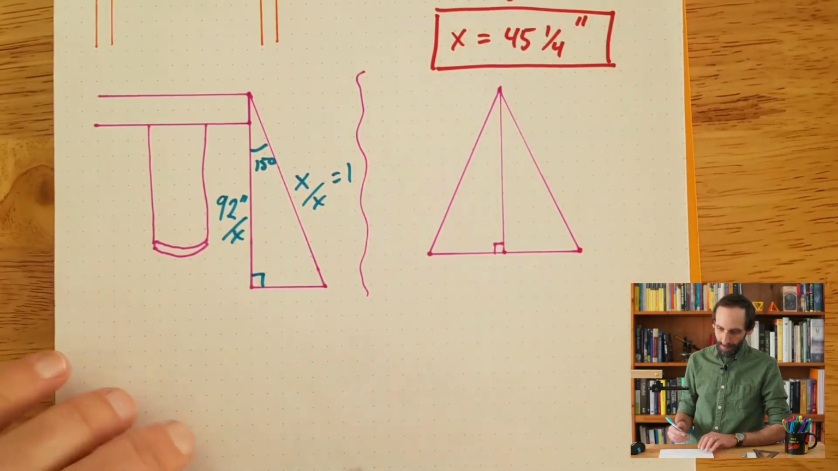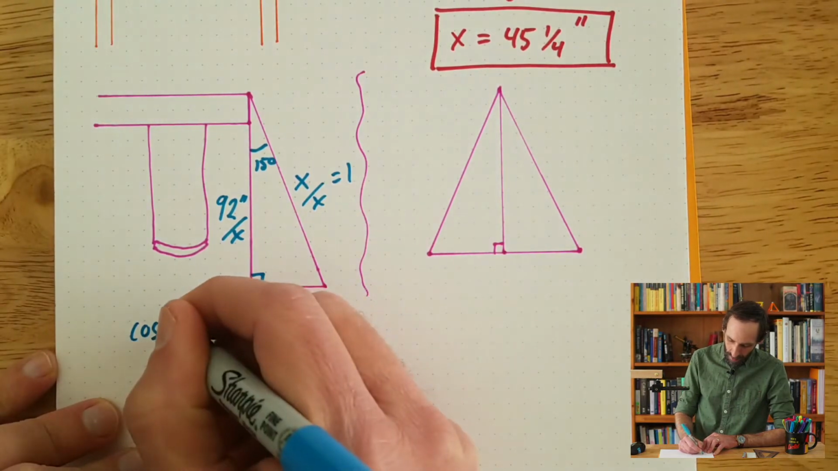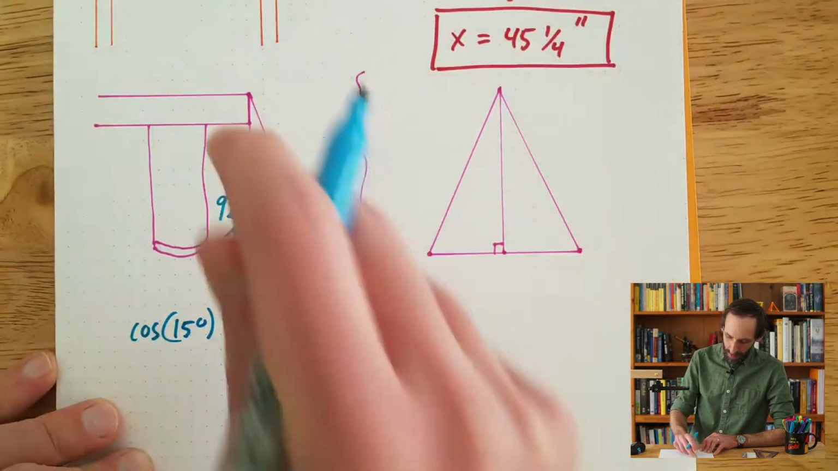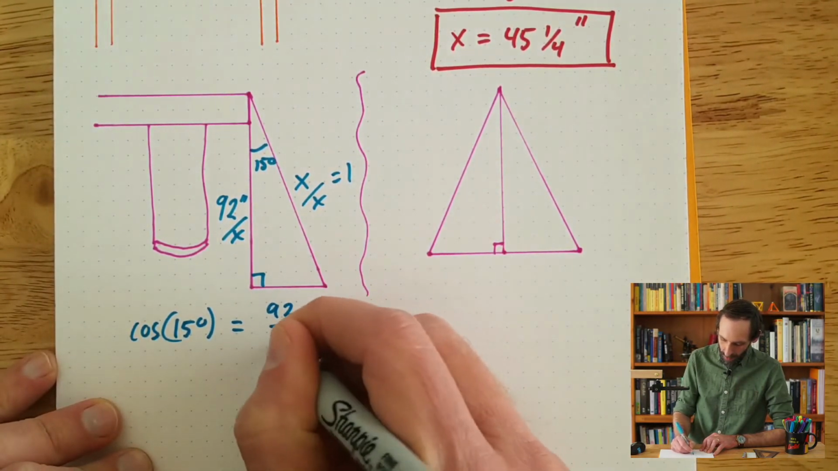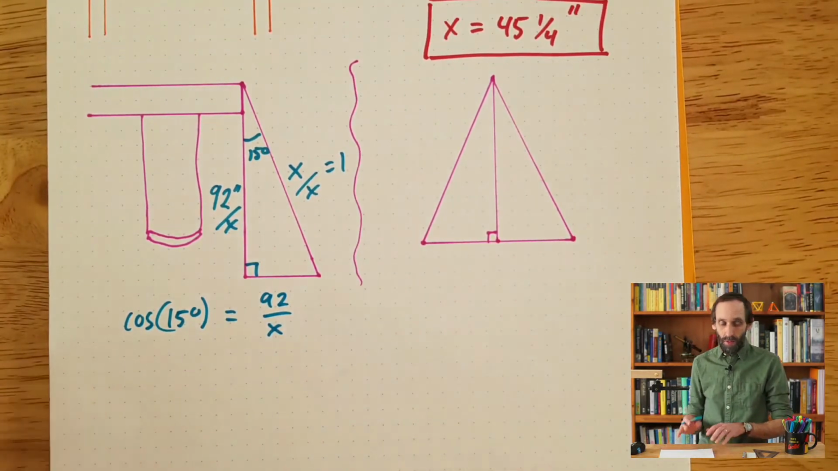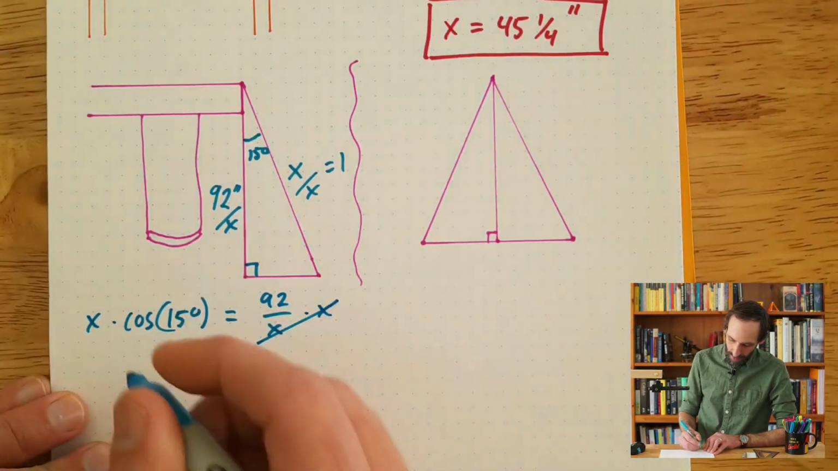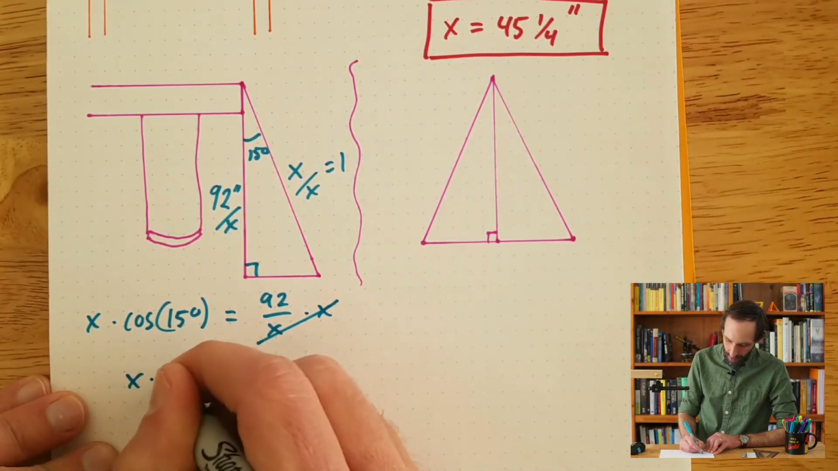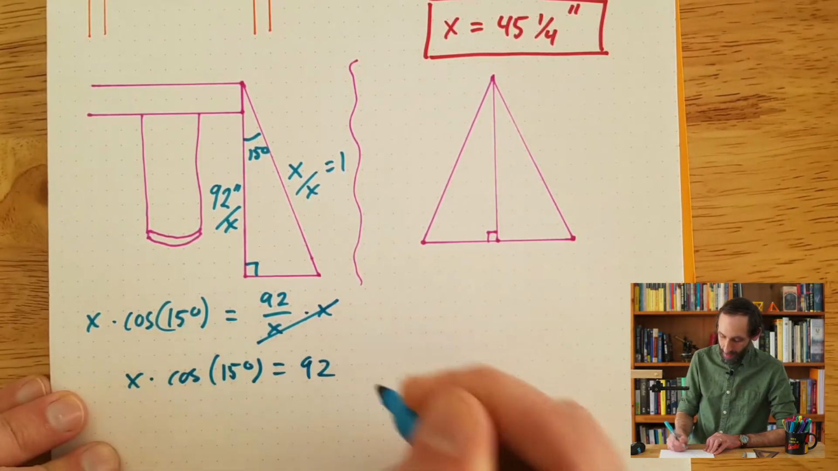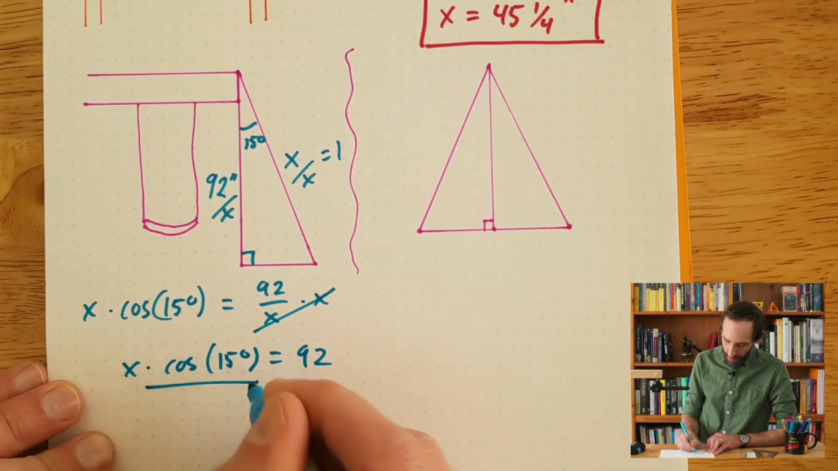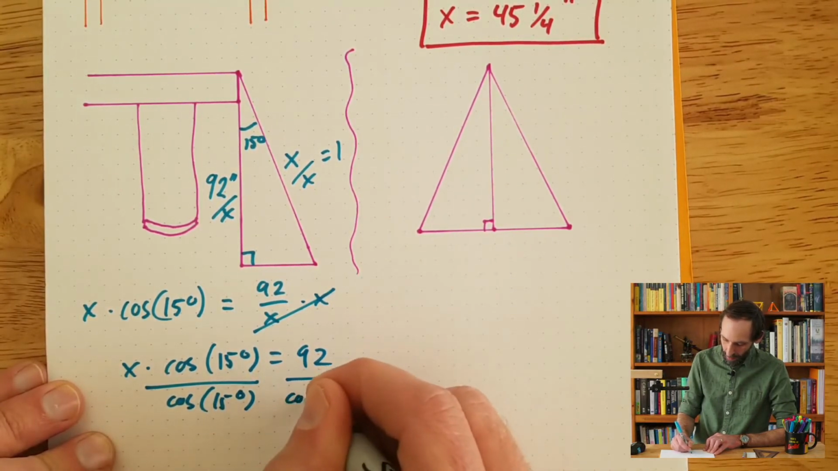So let's set that up. We're going to go ahead and say that the cosine of 15 degrees, I do know the angle, is equal to 92 over x. Now, in order to solve for x, of course, I multiply both sides by x. These cancel out, and I have x times the cosine of 15 degrees is equal to 92. Now, I'll divide both sides by the cosine of 15 degrees.